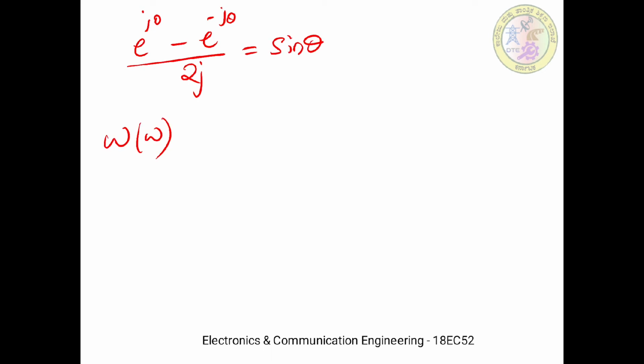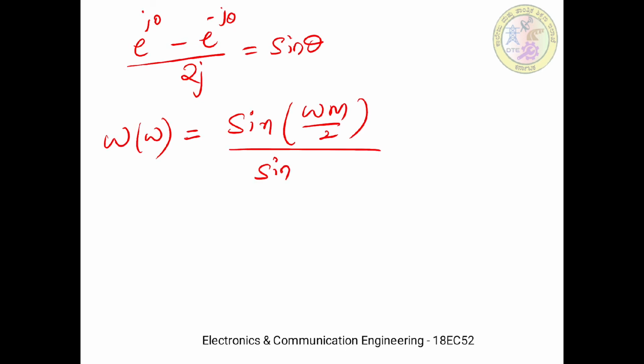Okay. So with the help of the relation (e power j theta minus e power minus j theta) by 2j is equal to sin theta, it is possible to write finally the window function as equal to sin of omega m by 2 divided by sin of omega by 2.